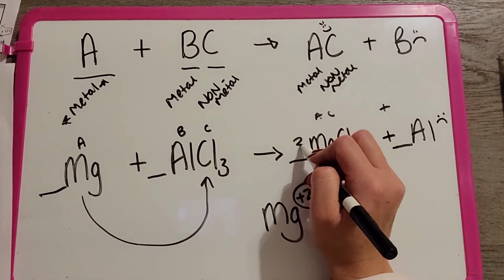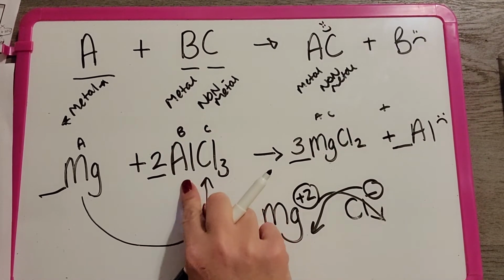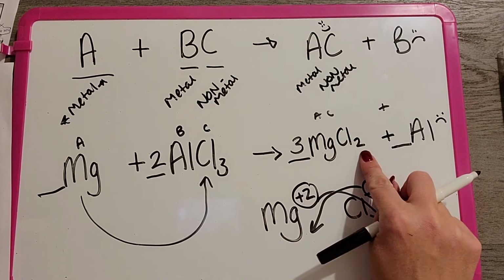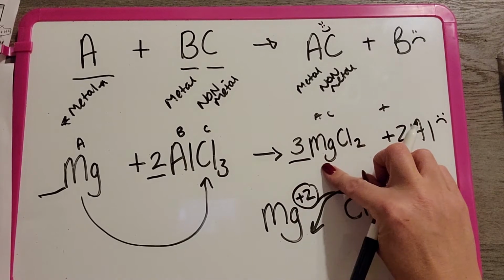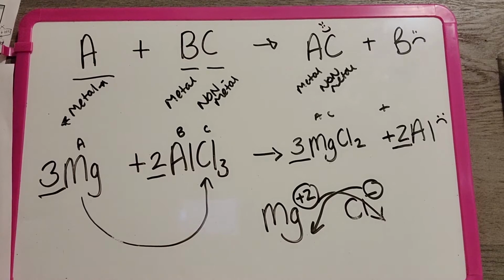So if I put a 3 here and a 2 here, that gives me 2 aluminum and 6 chlorine. That gives me 6 chlorine over here. So I'm going to need 2 aluminums. And then this also gives me 3 magnesiums. So go over here and give it a 3 for magnesiums.